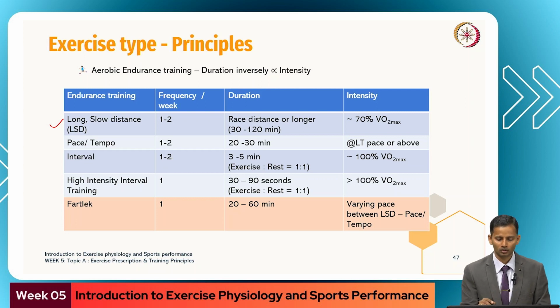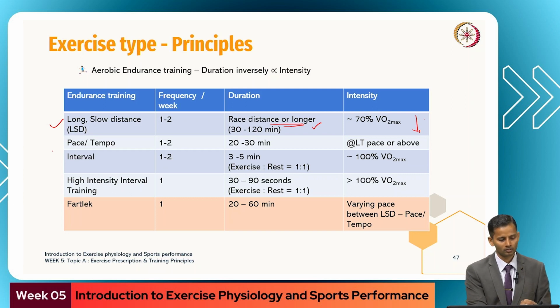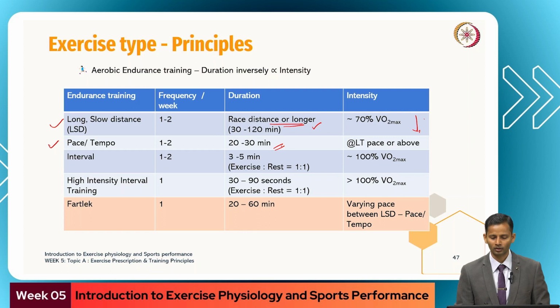So here you are increasing the duration only, and the intensity is kept to a minimum level at about 70% of the maximum. So the main foundation here is to increase the duration of the activity. Whereas if you see, for example, a pace or a tempo training, here the duration is kept to about moderate, 20 to 30 minutes.